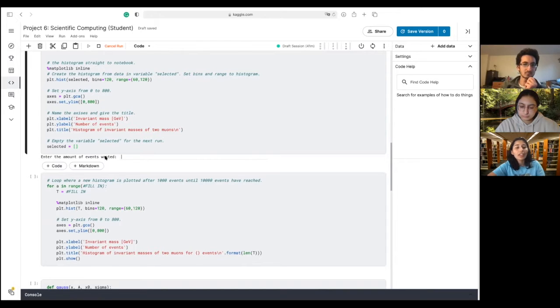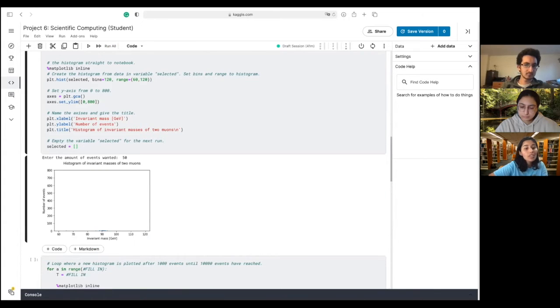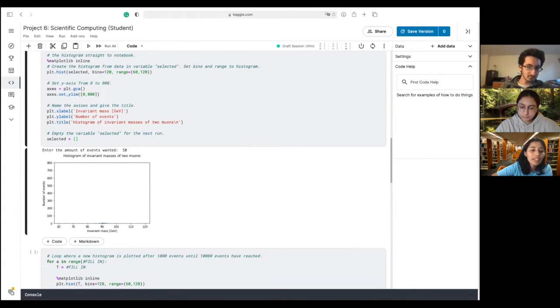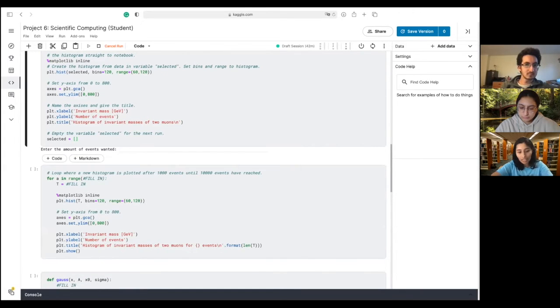As we saw earlier, the program asks you how many events you want. Initially, if I select 50 events, let's see what happens. As we see here, it's barely visible because 50 is a really small number of events, so we don't really see anything happening. That means I have to increase my number of events. If I increase it to around 1,000, let's see what happens.